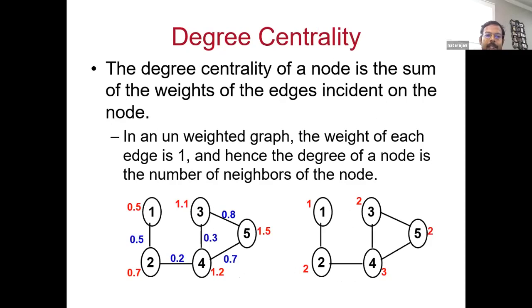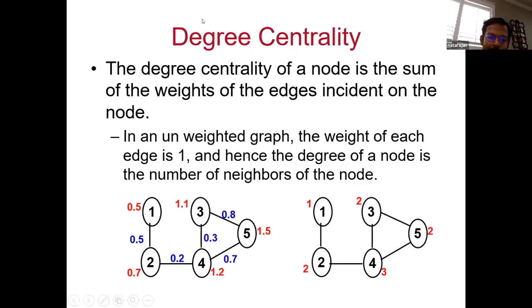So degree centrality could be computed for both weighted and unweighted graphs. In an unweighted graph, the degree centrality is simply the number of neighbors of a node. On the other hand, for a weighted graph, the degree centrality of a node would be the sum of the edge weights of the edges incident on that node. So if you make all these edge weights one, that's the unweighted graph, and the sum of the edge weights is still the degree of the node.